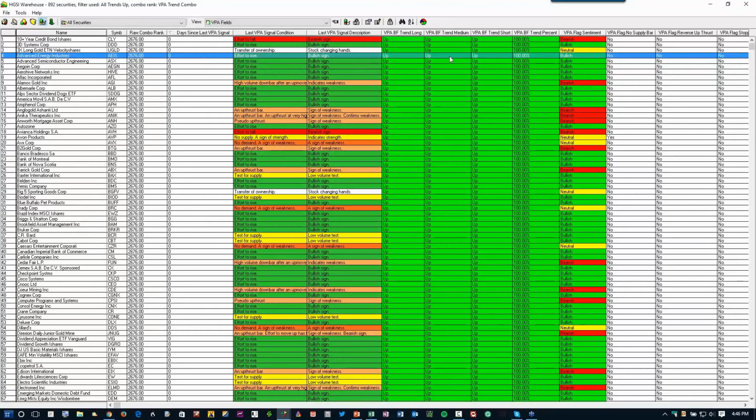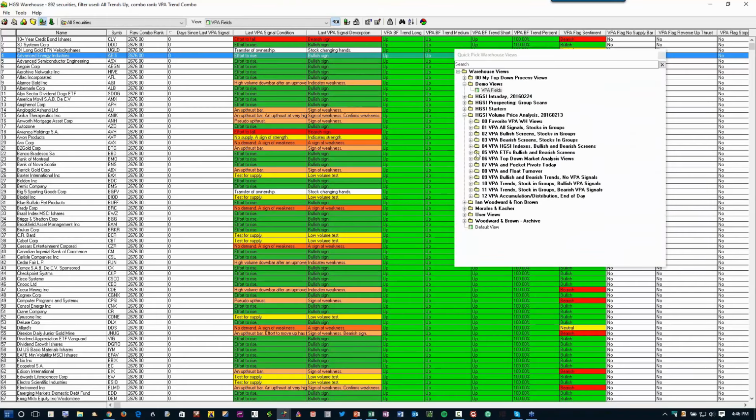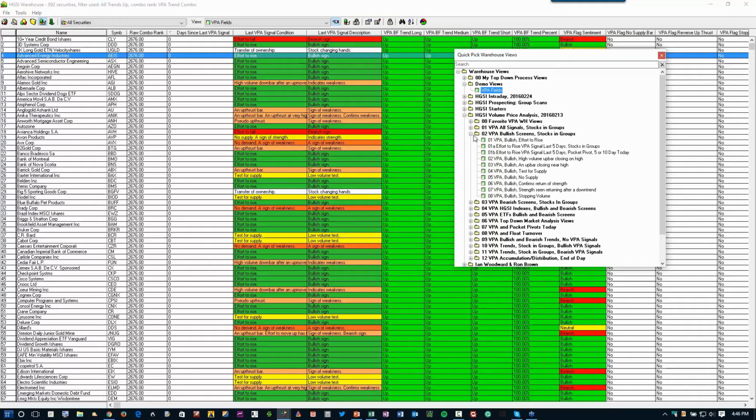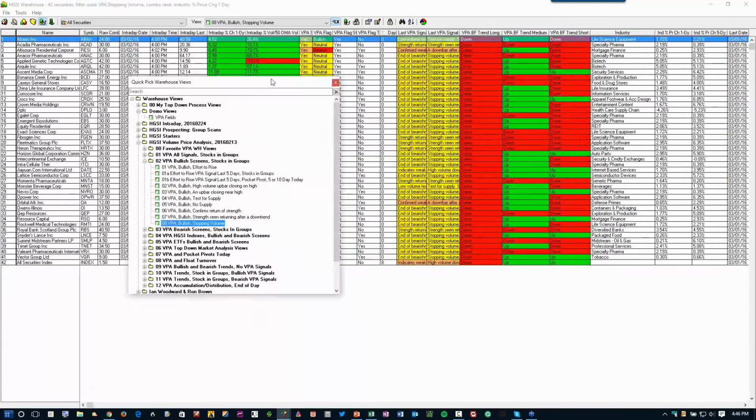Okay, Bradley, let's see, I think I put something in here for filtering on stopping volume. Some of the flags, right here. Some of the flags have been made into warehouse fields all by themselves, like stopping volume, and so you can bring up the filter for that.